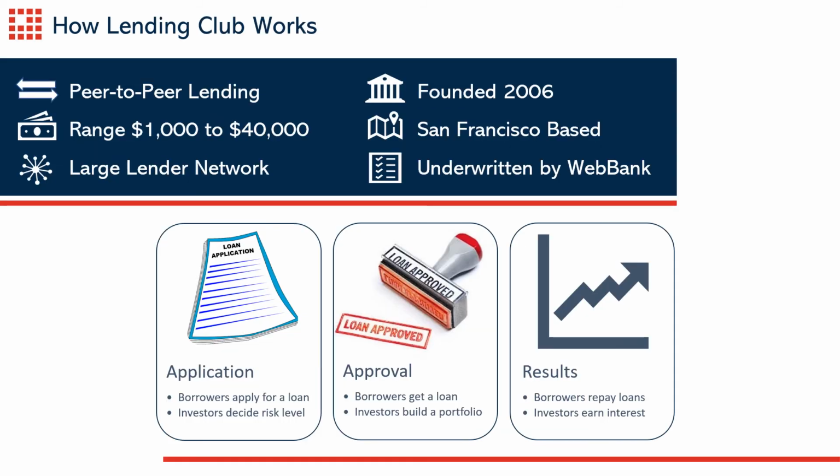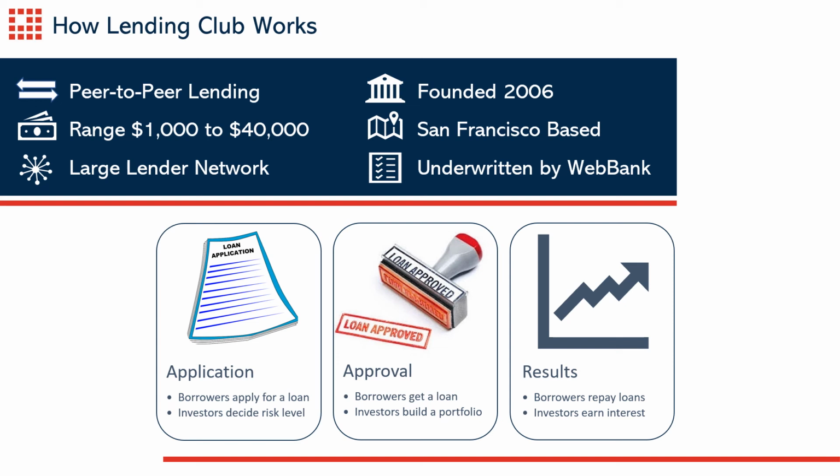Lending Club offers peer-to-peer personal loans ranging from $1,000 to $40,000. Founded in 2006, the San Francisco-based company initially launched as one of Facebook's first applications. The business organization offers individuals the ability to invest in loans or apply for a loan which are underwritten by WebBank. The efficient lending process allows investors to determine their personal level of risk while giving those seeking a loan a consolidated approach to accessing a large lender network without needing to complete multiple applications.